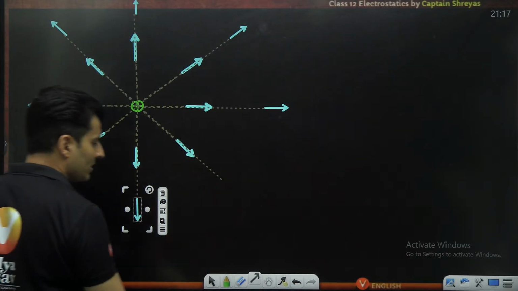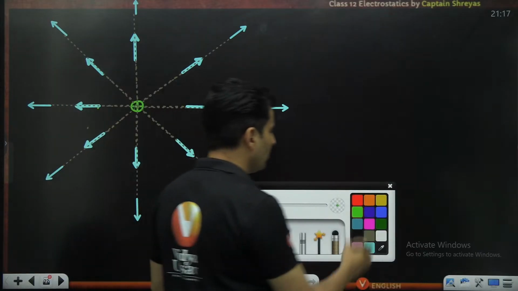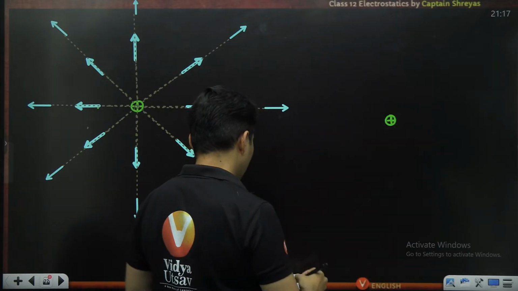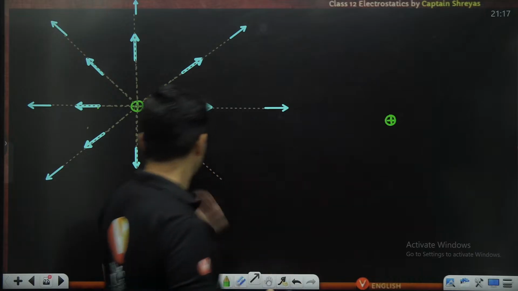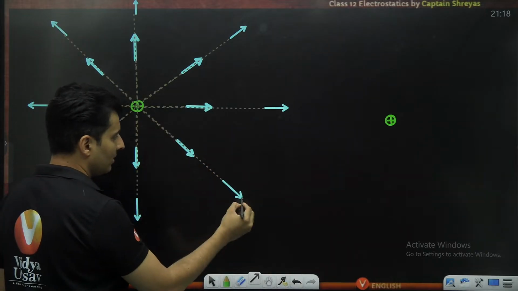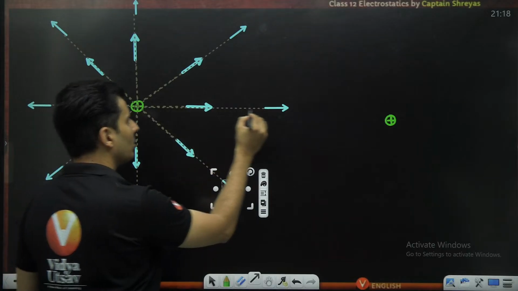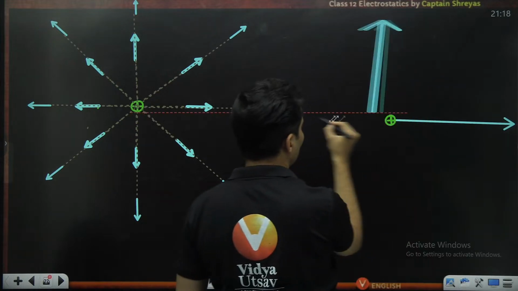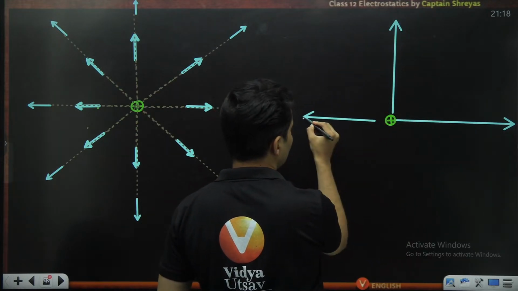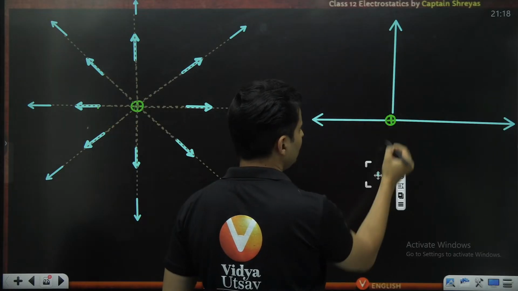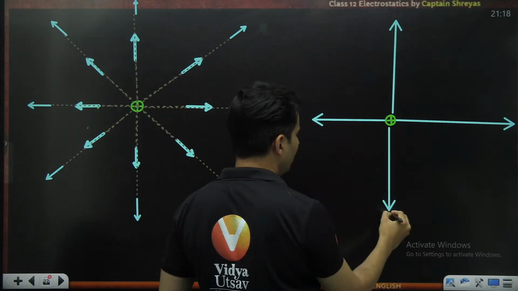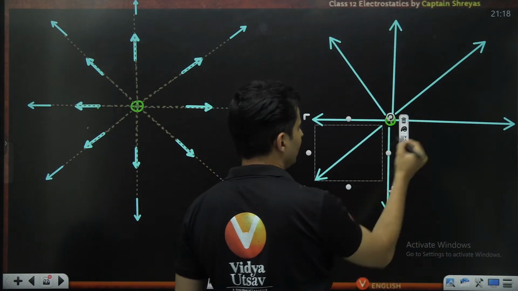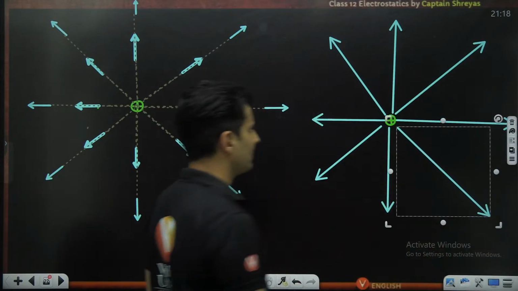Now you can keep on drawing more such things, but the point that I wanted to convey is that if you have some kind of a charge here, I can continuously make such lines of electric field, like the one here also. I can keep on going from here to here to here like this. If I join this, these are called the electric field lines.